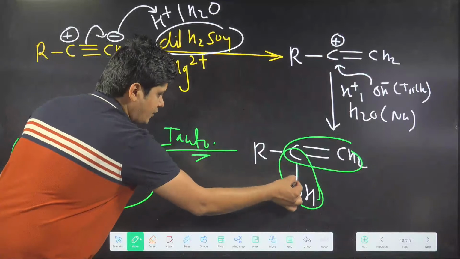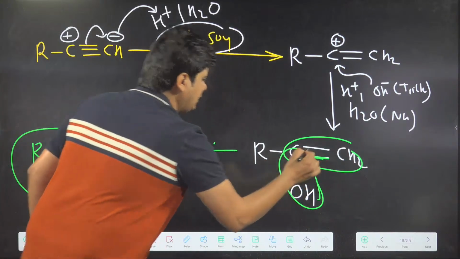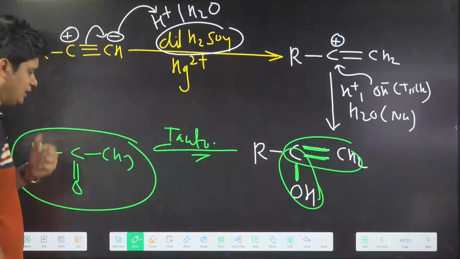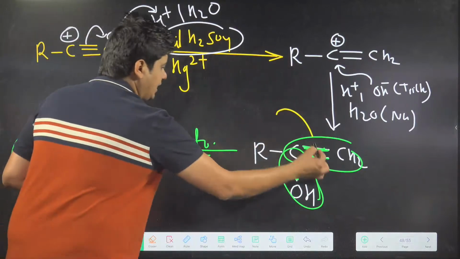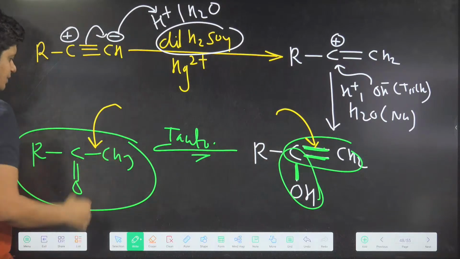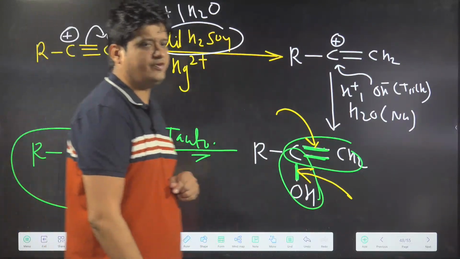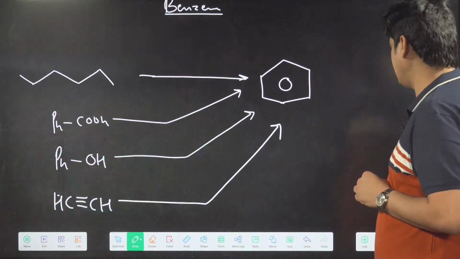Observe carefully. This was single, now this becomes double. This was double, now it becomes single. This is a way to find the product of tautomerism directly. Double bond becomes single bond, single bond becomes double bond. This is the way to find the tautomerism. Okay or not?